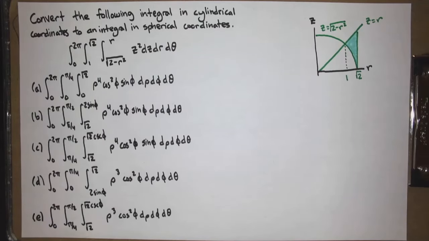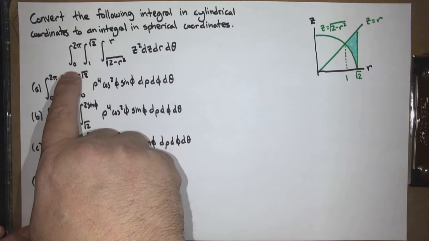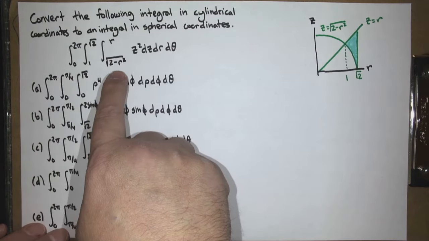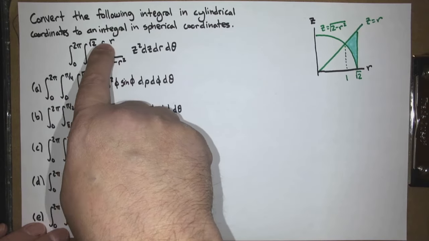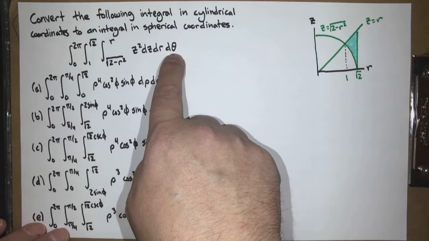So let's read the problem first. Convert the following integral in cylindrical coordinates to an integral in spherical coordinates. So we're given an integral in cylindrical coordinates. We're going to spherical, so we're switching coordinate systems. The integral is 0 to 2 pi, integral 1 to root 2, integral root 2 minus r squared to r, z squared dz dr d theta.